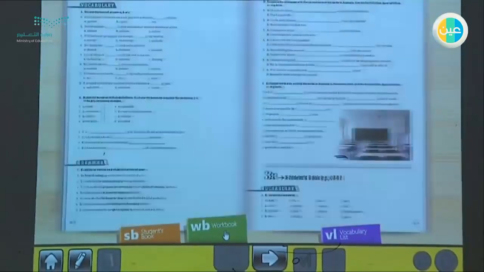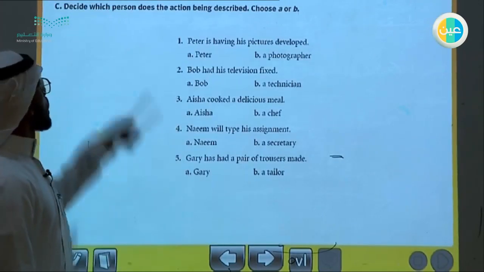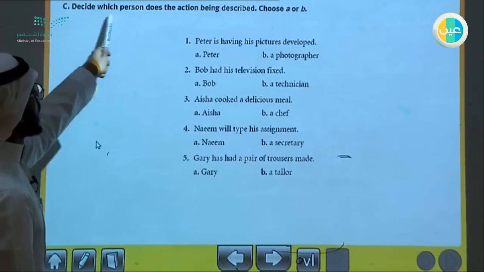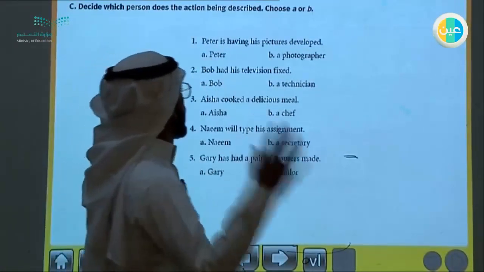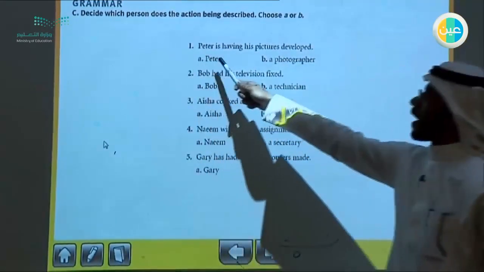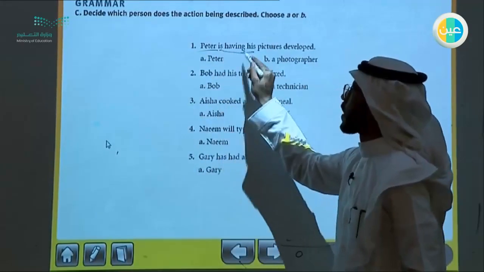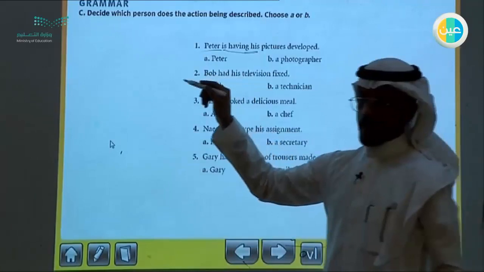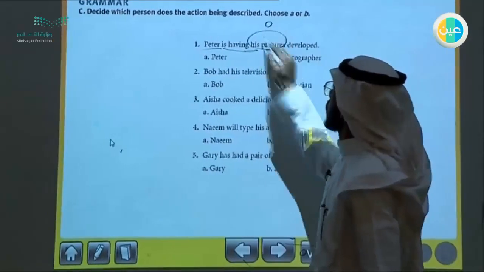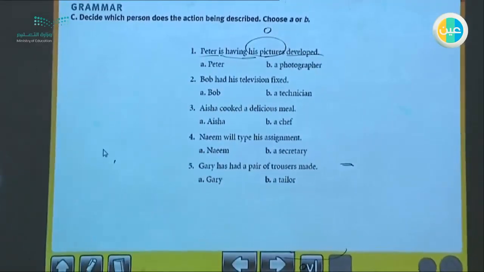Move to workbook page 36, grammar. Exercise C. Decide which person does the action, choose A or B. Number 1, Peter is having his picture developed. This is a noun or subject. Is having, this is in causative. His picture, this is the object. Develop, this is a verb. And so who does this verb or the action?